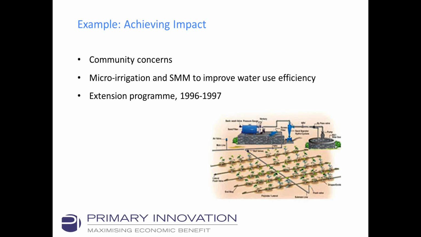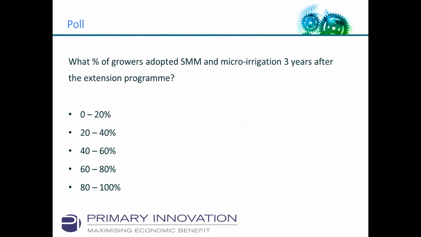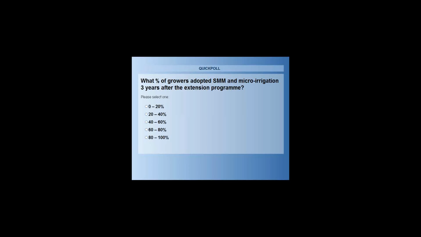Now, before we continue, we have a little poll, and this is where John comes in again. We're wondering, what percentage of the growers do you think actually adopted soil moisture monitoring or micro-irrigation about 3 years after the extension program had finished? So what percentage did actually use these tools that they were presented with?